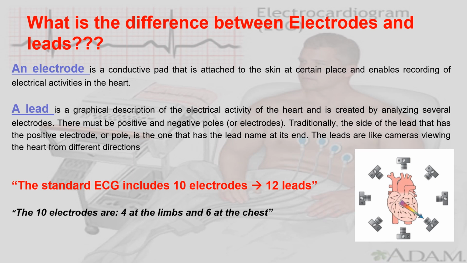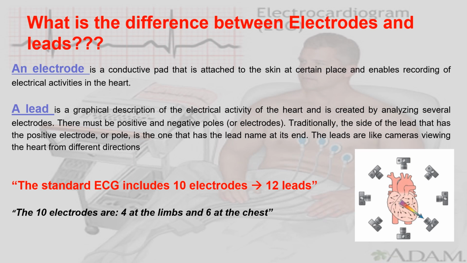And we have 10 electrodes. So we put 4 in the 4 limbs, and we put 6 on the chest. So we have 10 electrodes. But the lead is a graphical description of the electrical activity of the heart, and it is created by analyzing several electrodes. So the difference in polarity between 2 or more electrodes produces a lead.